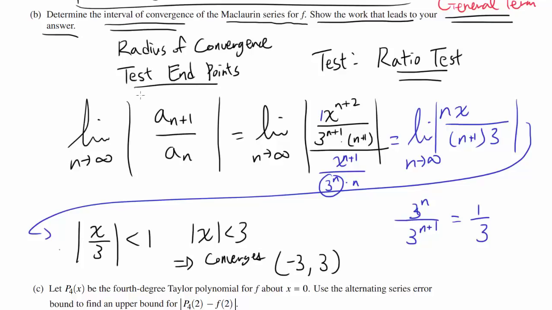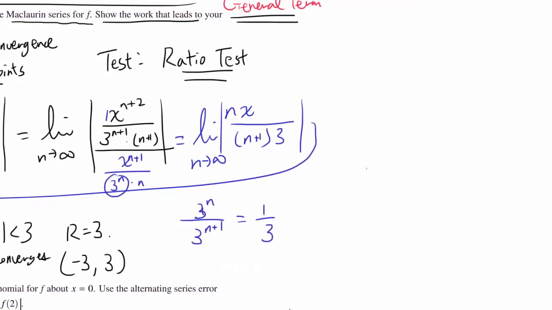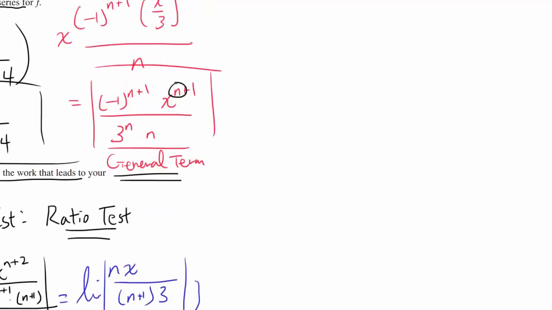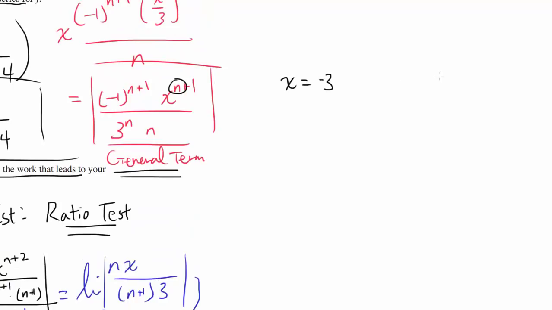Now we have to test the endpoints because they want us to give the interval of convergence, not the radius of convergence. The radius is 3, by the way. So to test the endpoints, we want to test x value of -3 and x value of 3. When x is -3, what happens to the general term?